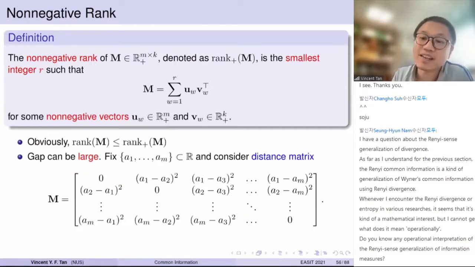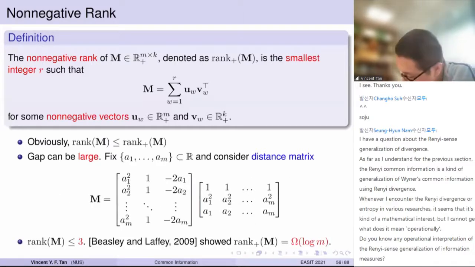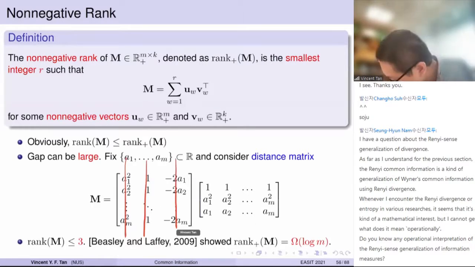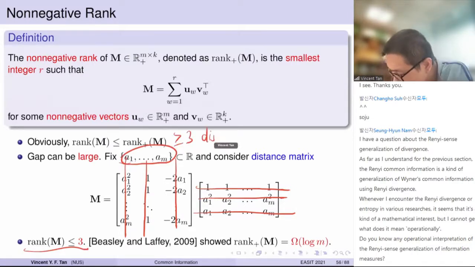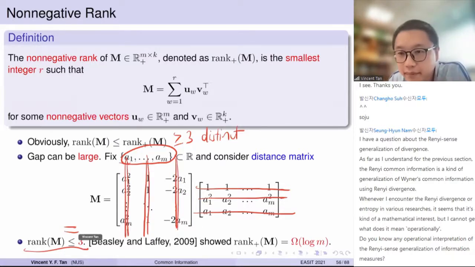Now, what is the linear rank here? By a little bit of algebra, you can reduce the matrix into this 3-column multiplied by 3-row factor. So the linear rank is not more than 3. Now it is 3 if there are at least 3 distinct numbers here. And if there are at least 3 distinct numbers, then these guys here are linearly independent, right? Then you have rank exactly equal to 3.